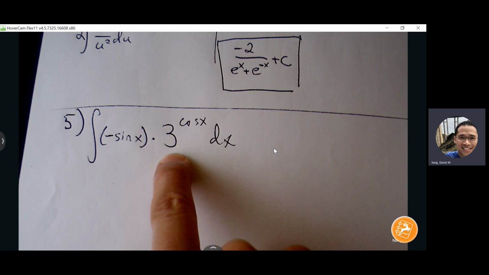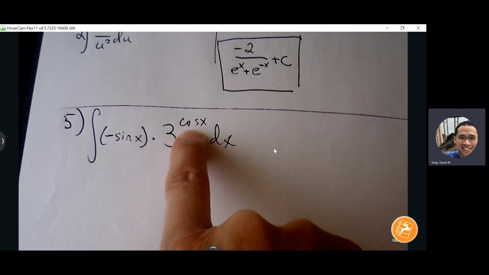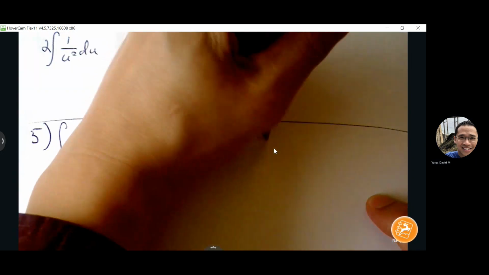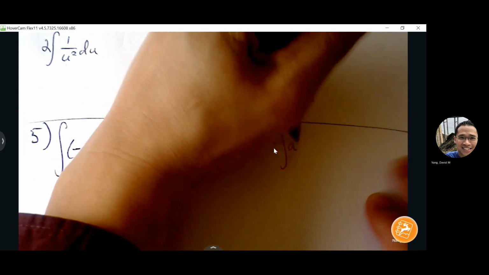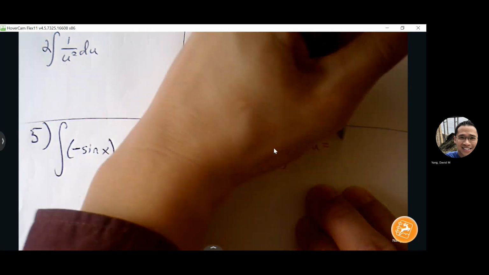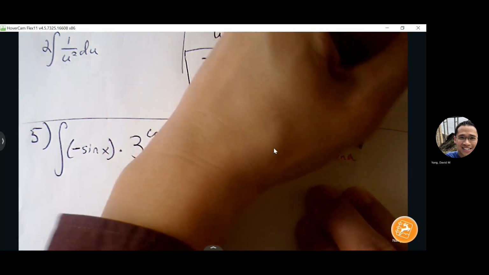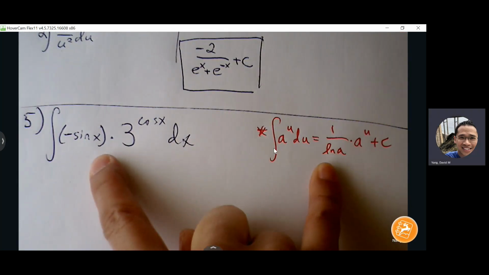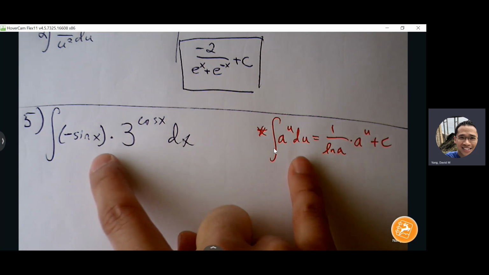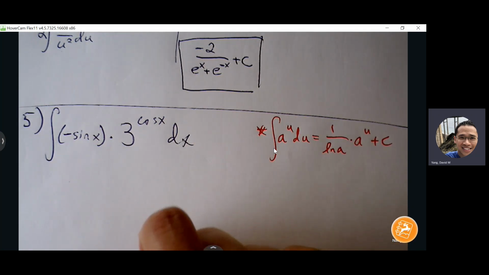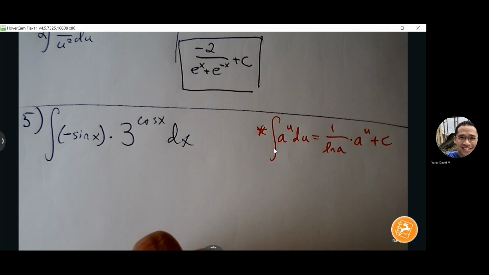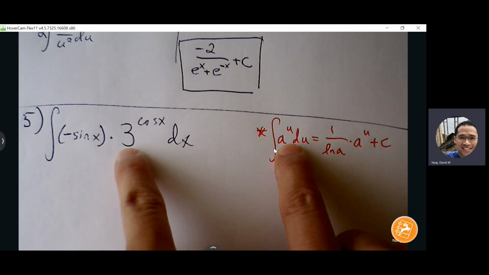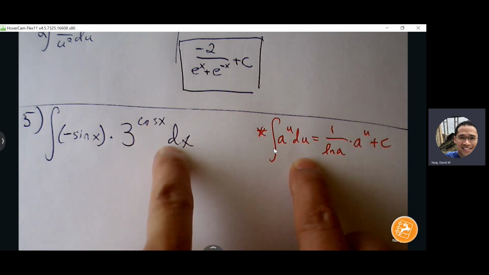See that 3 there, right? That's a base raised to a variable. This is an exponential function. This is a to the u. So this is the rule that we're trying to work towards. And if we can kind of see the end result, then we can have an idea what our u value is, right? What's our u value? Cosine, right? In order to get that fit, that a being 3, that u being cosine x.